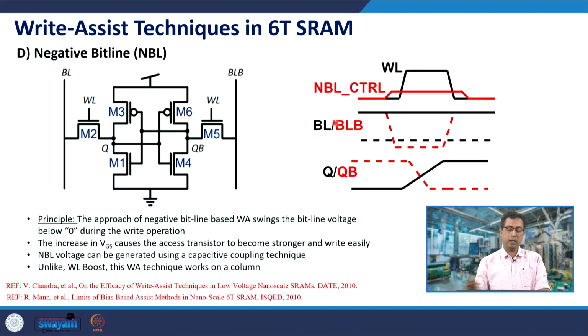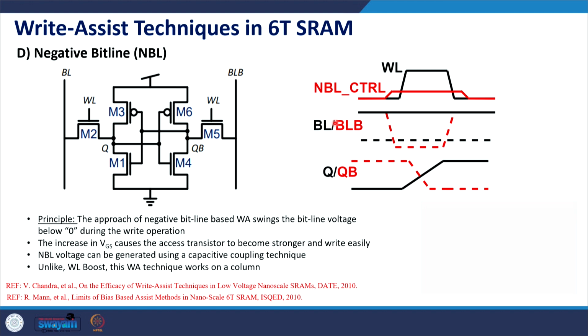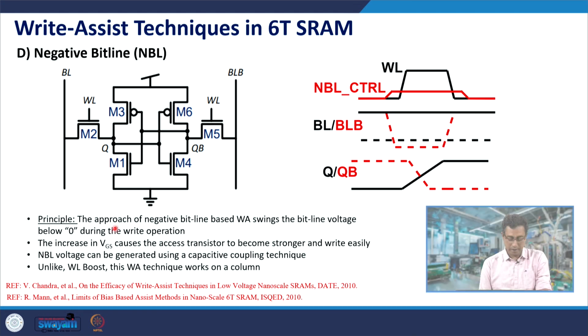So, there is another popular write assist technique which is negative bit line. Now, this negative bit line can be generated using some capacitive coupling techniques, biasing techniques. So, if one does that, what do you observe? Since this is negative bit line, it is in principle similar to word line boosting, VGS of M2 increases.